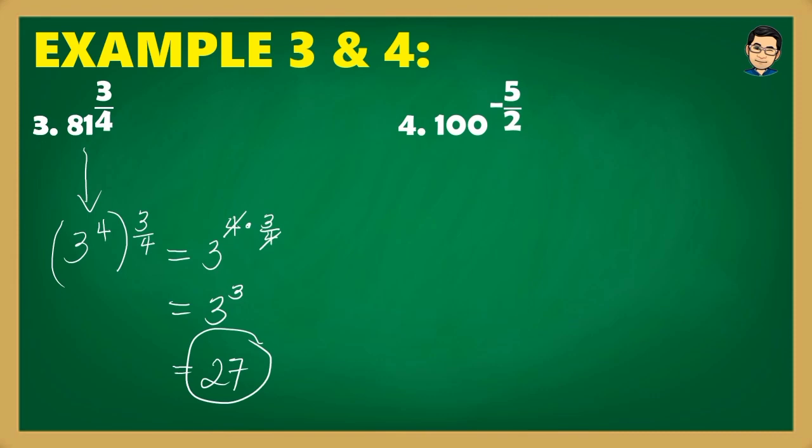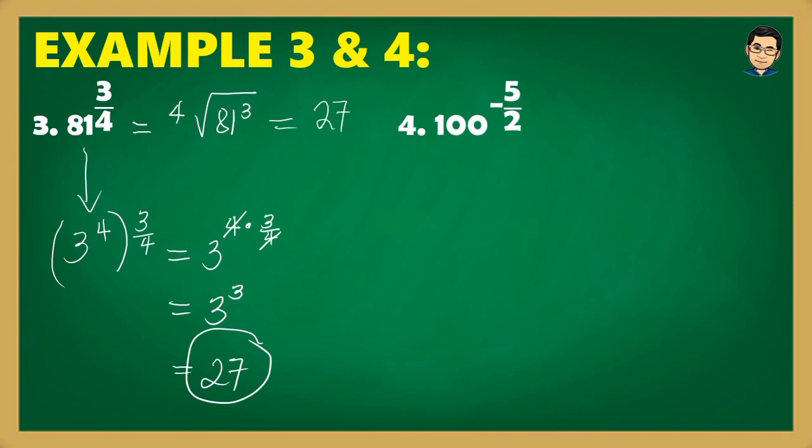So, itong 81 raised to 3/4, pwede rin naman natin express as 4th root of 81 cube. Yung 81, multiply lang natin ng 3 times sa 81. And, of course, mahaba yung sagot. However, magka-come up naman din tayo sa sagot na 27.